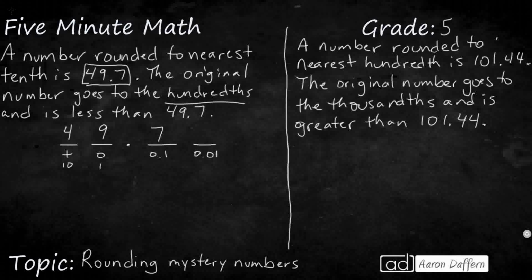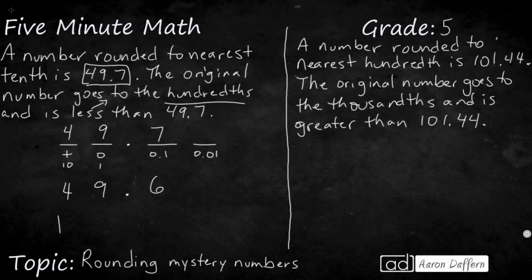But the original number goes to the hundredths, and it's less than that. Okay, so how can I get a number that is less than 49.7 to round up to, because that's what I'm going to need. I'm going to need it to round up to 49.7. Well, I think we can agree that the tens and the ones are going to be 4 and 9. It's going to be 49, but it needs to be less than that. So what is one less than that 7? Well, it's going to be 6. The problem is now I'm less than. I need it to round up.